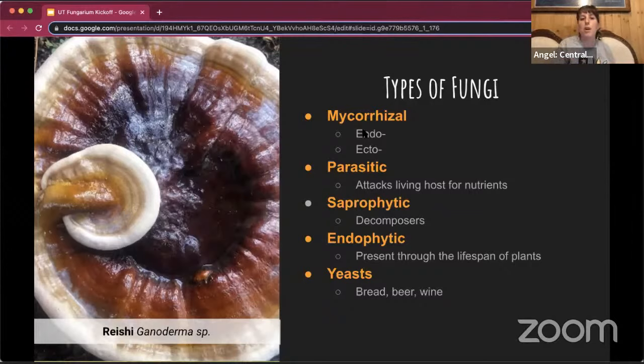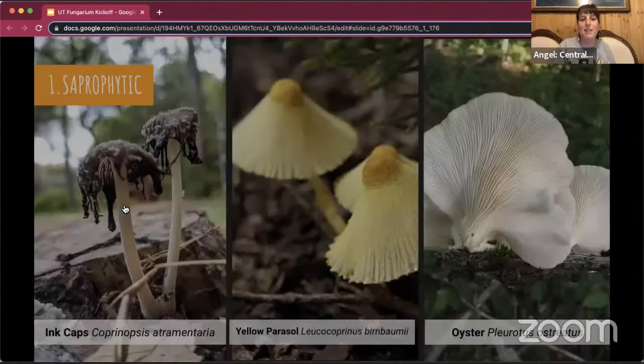So we'll talk about the mycorrhizal fungi, parasitic, saprophytic, which are the decomposers, endophytic, and then there's yeast. And I'm not sure if that's something that's housed in a fungarium typically, but maybe in some capacity.